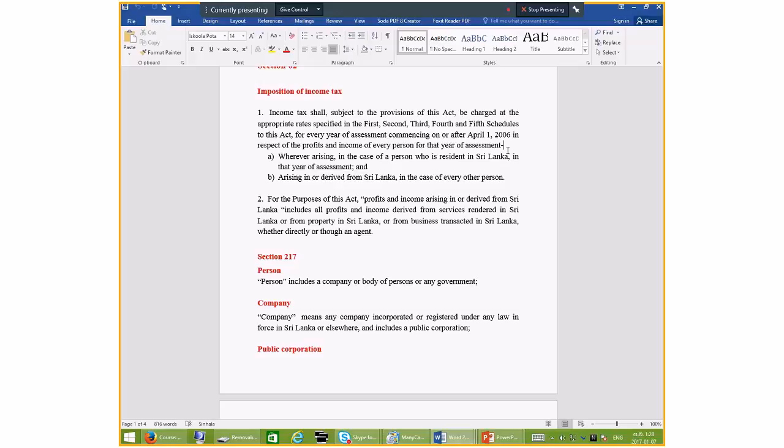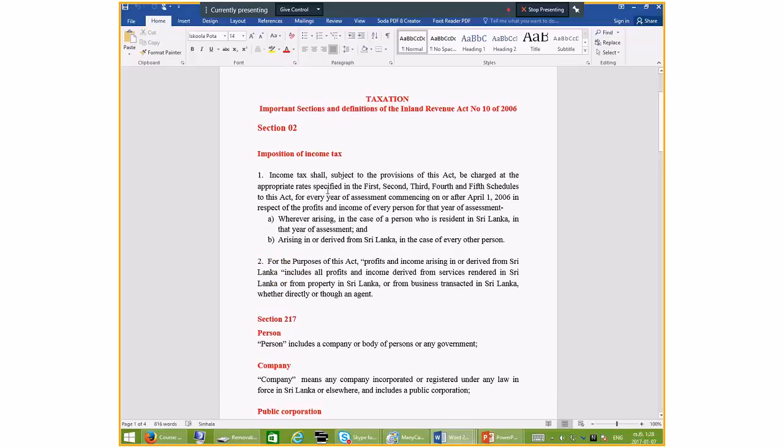Then they have to pay tax. Why? Every person, including the company, a company or body of persons, or even any government. Right now, the tax can be imposed on companies under the Inland Revenue Act, under section 2. Section 2 is a very important section of the Inland Revenue Act. Section 2 gives the tax department, the Commissioner General, the authority to impose income tax on a person. The word person has been defined.